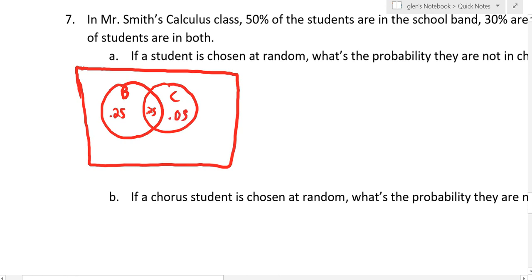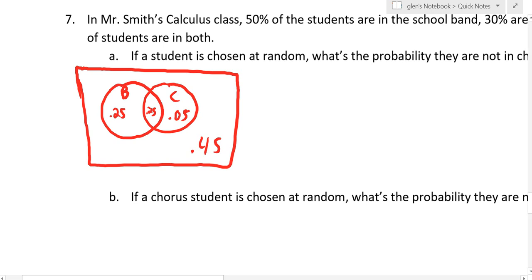Do we all feel okay with those numbers? Okay, that makes up a total of 55% of my class, or calculus kids. Which means that there are 45% of kids that are not in either of those things. We use 30% to find the chorus circle. The chorus circle has to have 30% in it, but the middle is already 25%, so outside of that is only 5%. Okay?